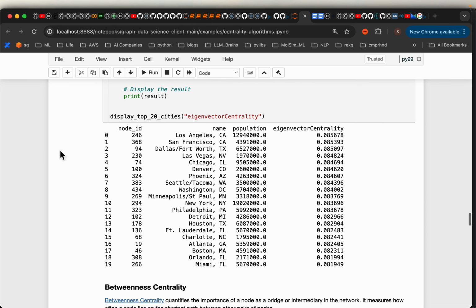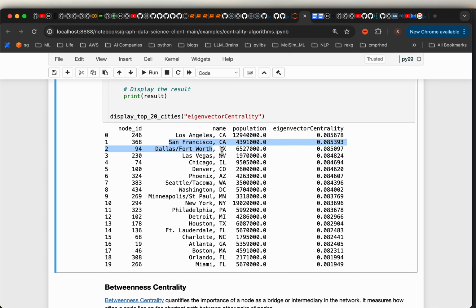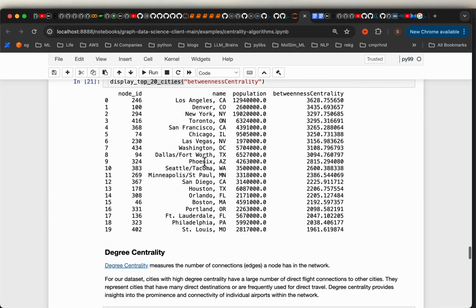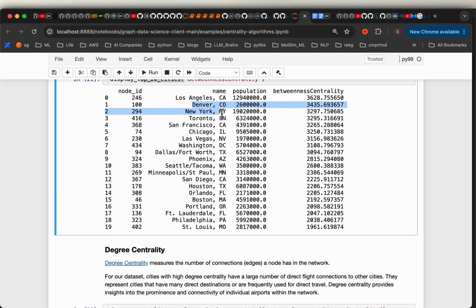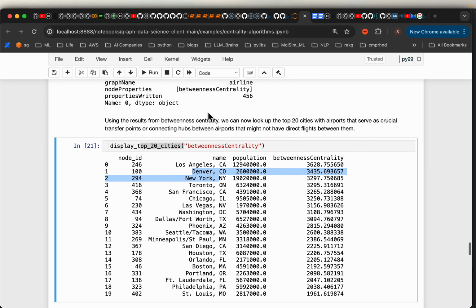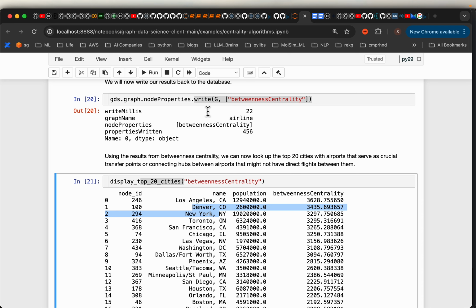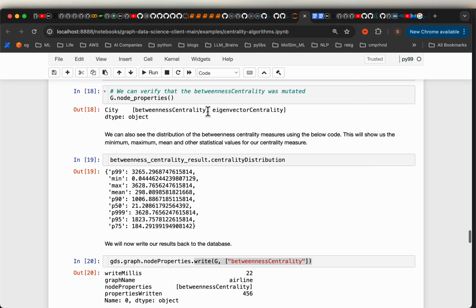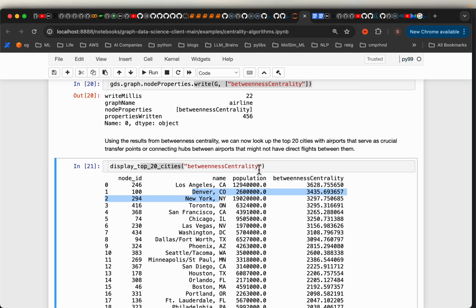Now, if you look at the top three here, Los Angeles is there, but these two are different, right? So Denver and New York act as the major transfer points or the hubs. There are many cities in the USA which do not have direct flights. They transfer through Denver and New York. Okay, that's the difference between the eigenvector and the betweenness.